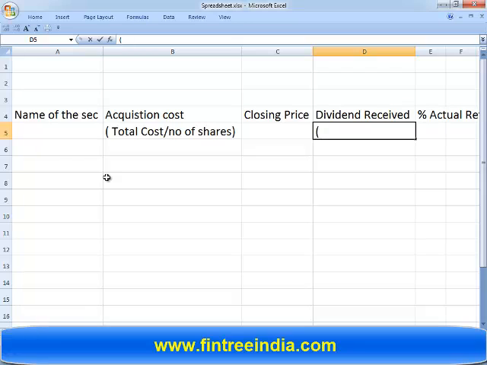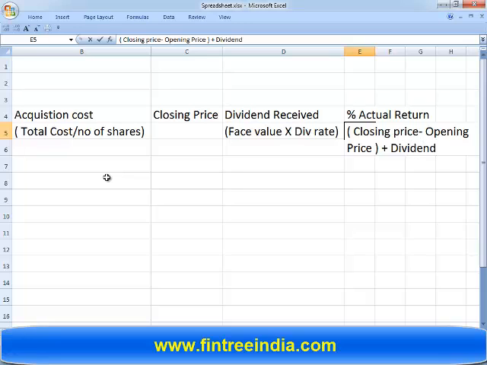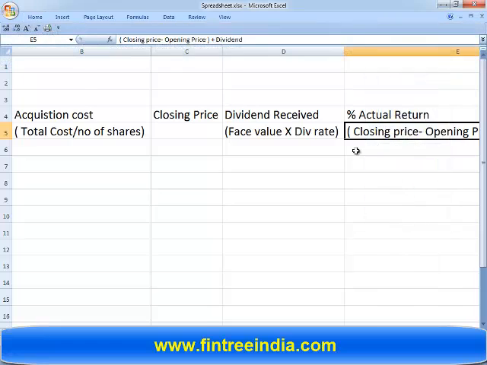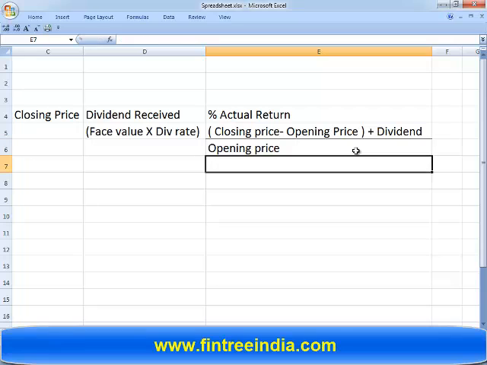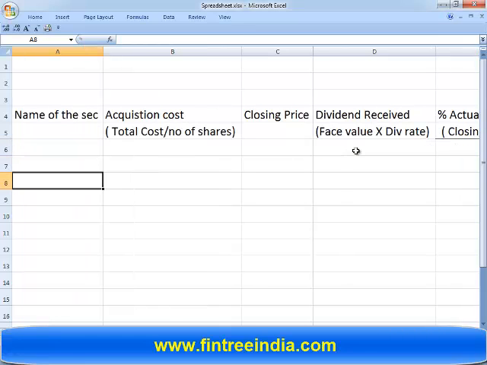Dividend received. Do we calculate dividend as a percentage to face value or market value? Always the face value. So we will say face value into dividend rate. And then how will you calculate actual return? So we'll say closing price minus opening price, closing minus opening plus dividend. Okay, and this whole number divided by opening price. Closing price minus opening price plus dividend divided by opening price. So that you don't have to rewrite the formula again and again.